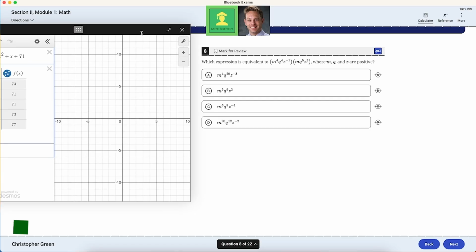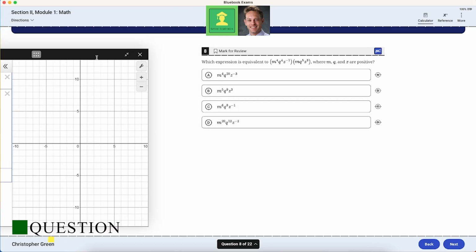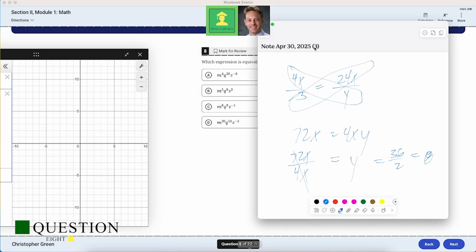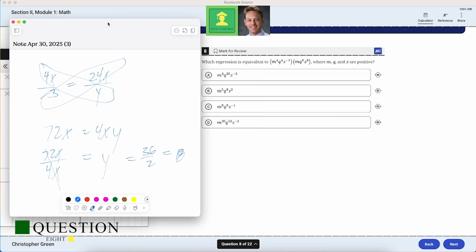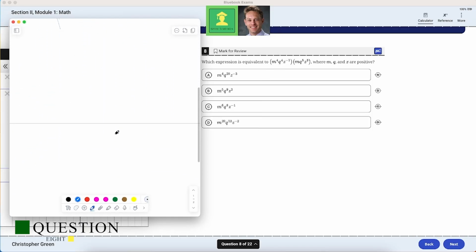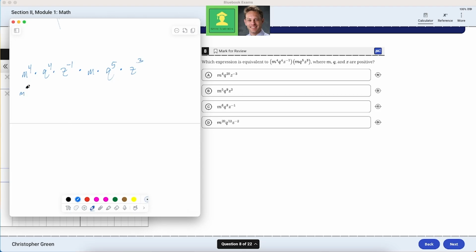This is the rules of exponents. So you're probably best simply understanding the rules from memory. But because multiplication is commutative, I'm going to write this the long way for instructive purposes. Times z to the negative 1 times m times q to the 5th times z to the 3rd. And you could switch the order because multiplication is commutative.